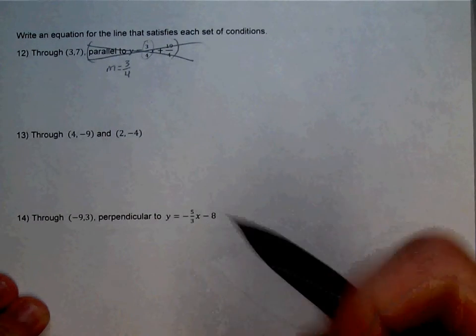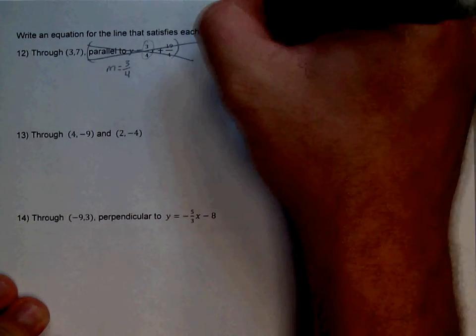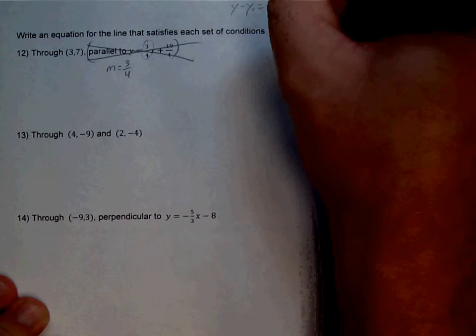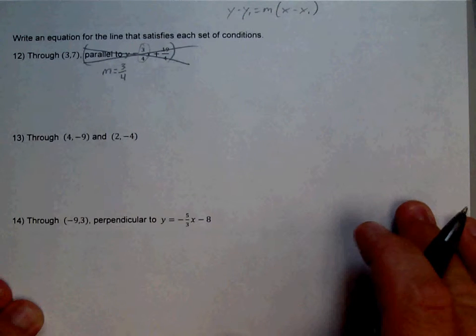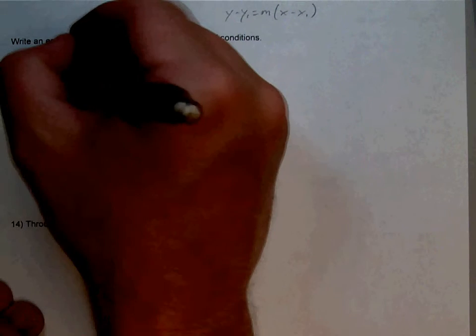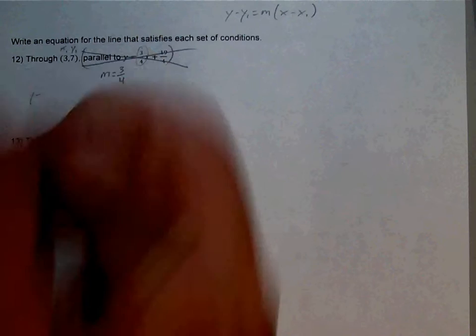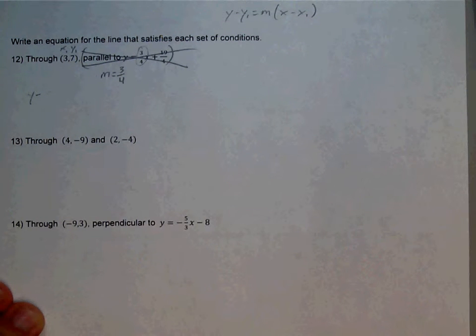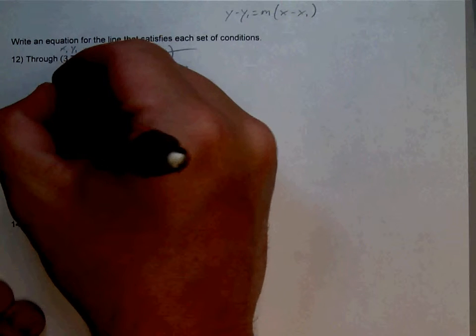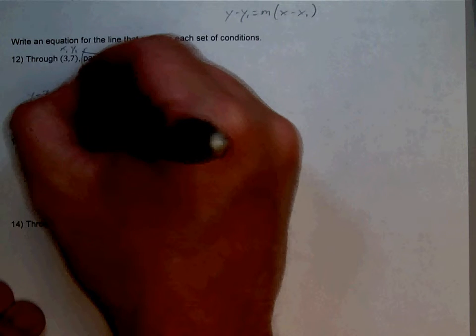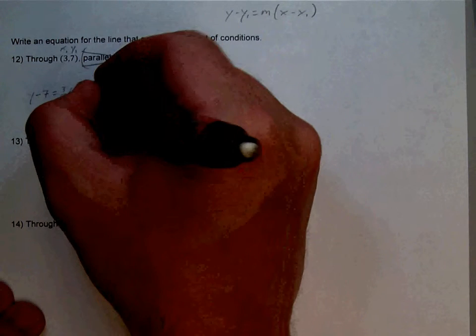Use my point and my slope. Think about point-slope form. The ordered pair is my x1, y1, and 3/4 is my m. Plug them in. Y minus y1, which is 7. So y minus 7 equals your slope of 3/4 times x minus x1, which is 3.